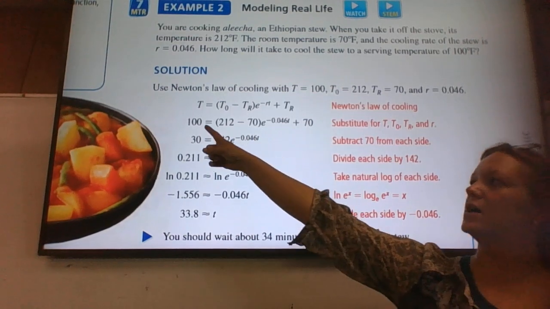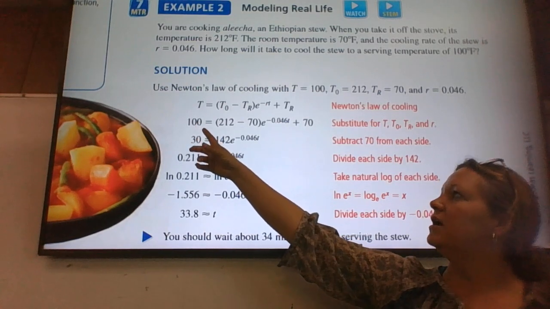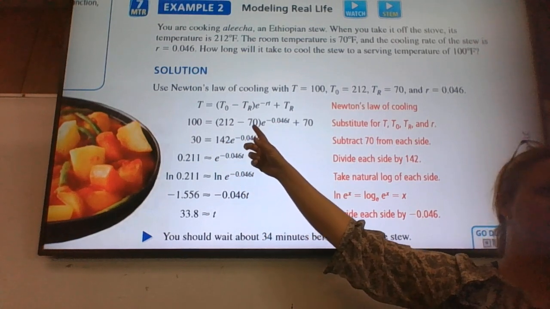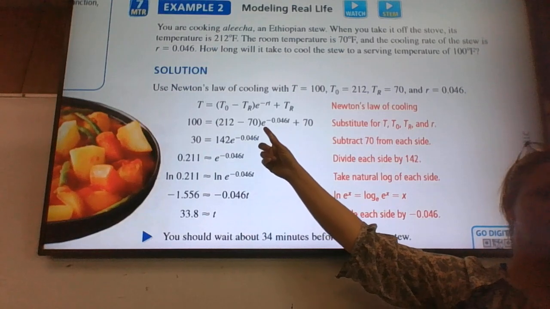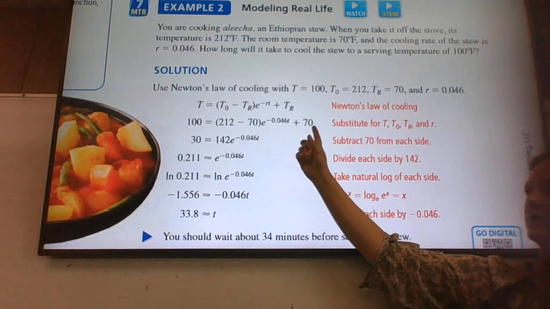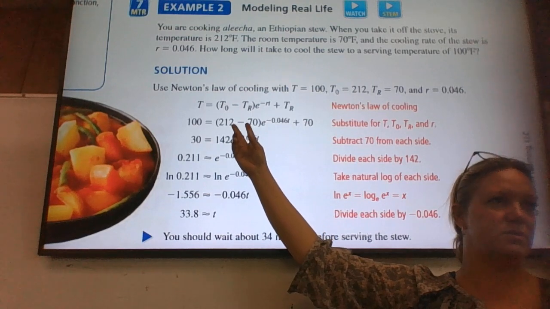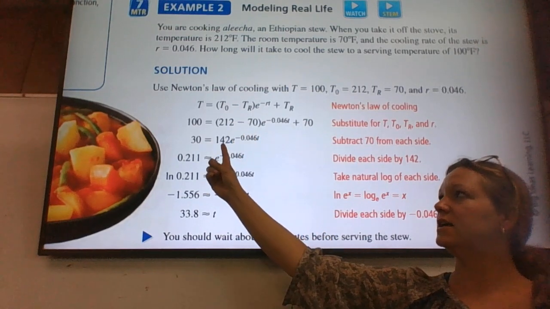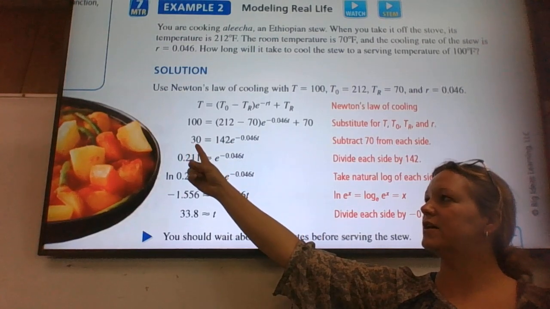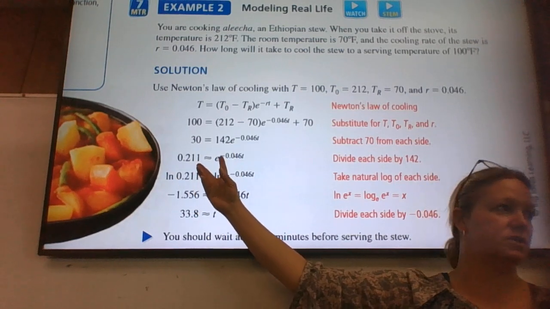So let's see. All right, so 100 is the serving temperature. We only want our soup at 100, right? 212 is how it starts. So the temperature of the room goes here, 70 degrees in the room. E is a number, 2.71. It's cooling at 4% each minute. And then we put 70 in here again. So how do we solve it? Well, the subtraction's pretty easy. And then we'll take the 70 and subtract 70 over. Divide by 142. And then from here, we have to use our skills of solving.